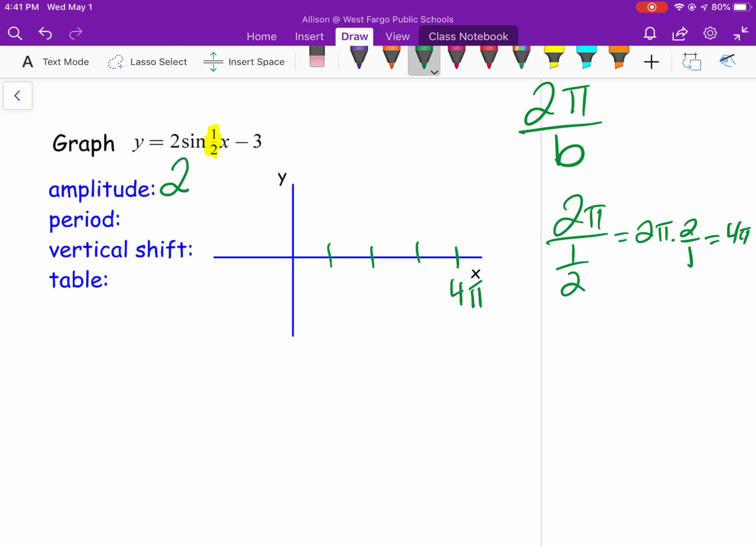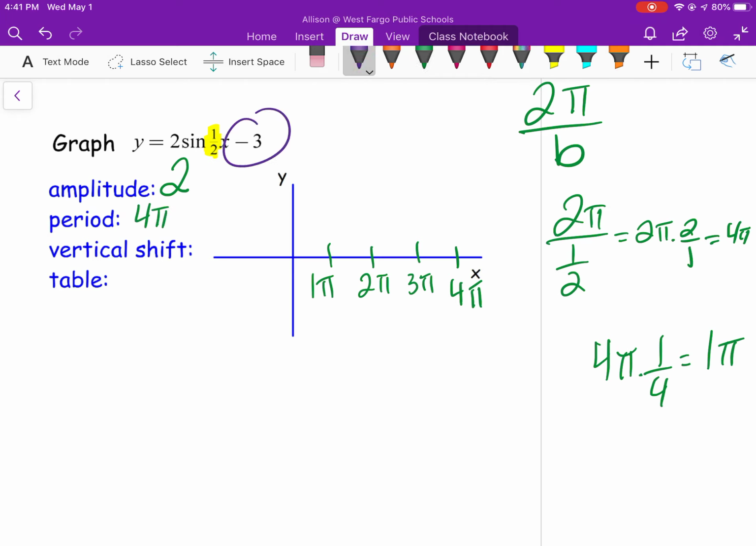If I know that it ends at 4 pi, take 4 pi times 1/4. That's going to give me just 1 pi. So that's what I'm counting by. So 1 pi, 2 pi, 3 pi, 4 pi. Period is 4 pi. The shift is at the end here. It's been shifted down 3. So 1, 2, negative 3 is right here. And that'll be negative 4, negative 5, negative 1, negative 2.